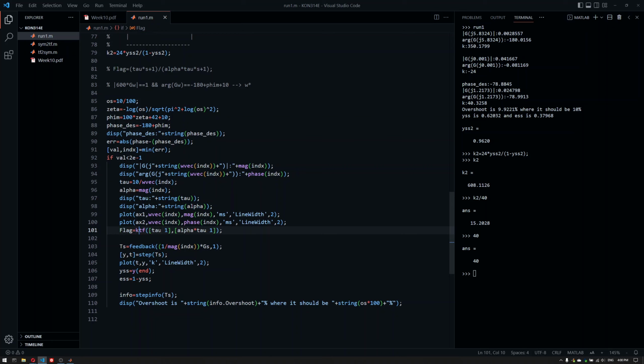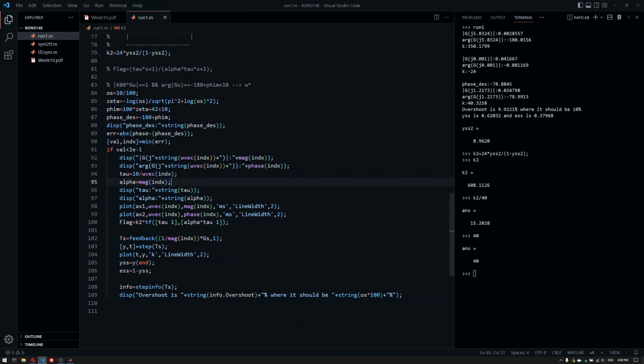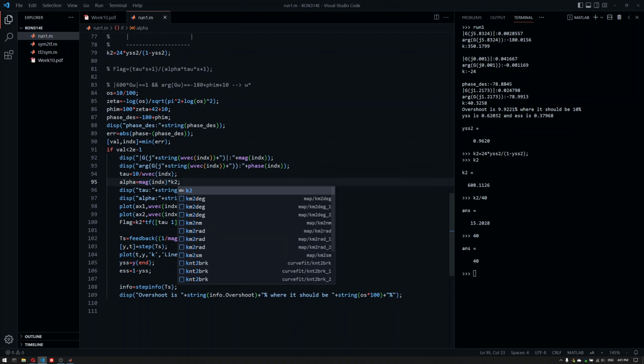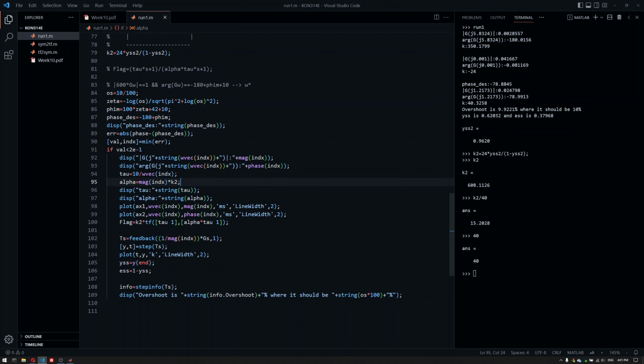So now we need to include K2 here, and we actually didn't include K2 here. So basically, this should be times K2, I guess, because that would be then the result that we would read from.